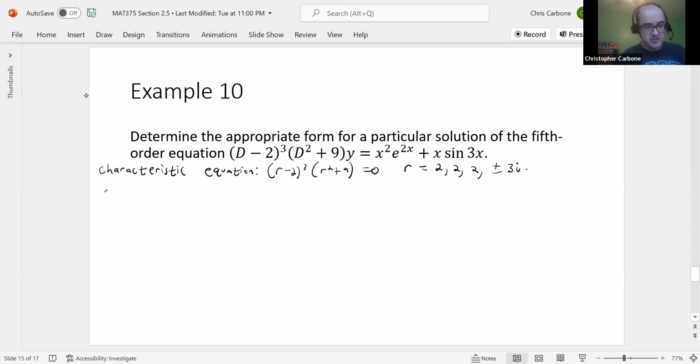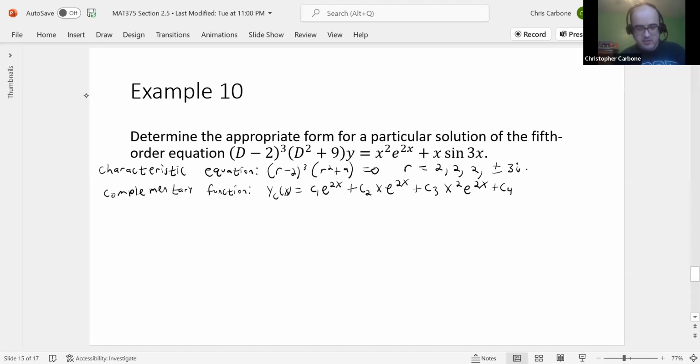So the complementary function would be the following. y sub c of x is c sub 1 times e to the 2x plus c sub 2 times x times e to the 2x plus c sub 3 times x squared times e to the 2x plus c sub 4 times the cosine of 3x plus c sub 5 times the sine of 3x.